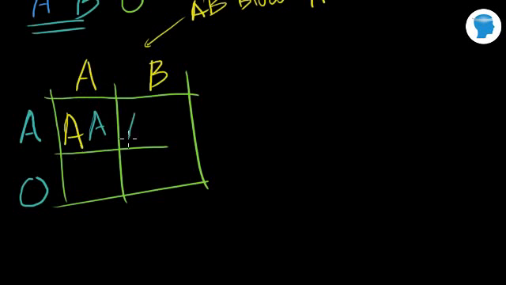You could get the A from your dad, and you could get the B from your mom, in which case you have an AB blood type. You could get the A from your mom and the O from your dad, in which case you have an A blood type, because this dominates that.